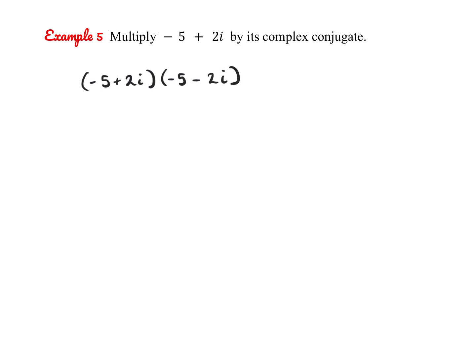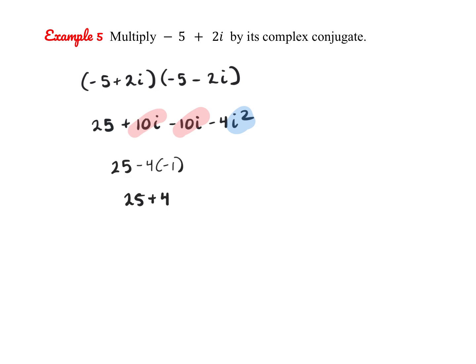Let's see what happens when we FOIL this out. Negative 5 times negative 5 is 25. And then we have negative 5 times negative 2i, so positive 10i. And then we have 2i times negative 5, so negative 10i. We have 2i times negative 2i, so negative 4i squared. So you can see again here, our i term cancels out. We know that this i squared term right here will become negative 1. So we have 25 minus 4 times negative 1. So 25 plus 4, so 29. So you can see that when I multiplied by its complex conjugate, the imaginary term disappeared and I'm left with just a real number.